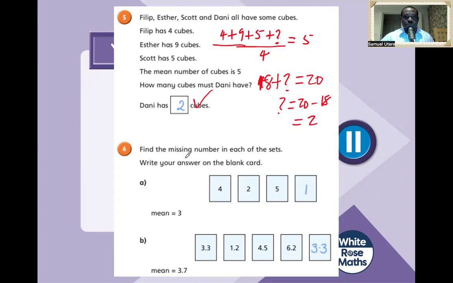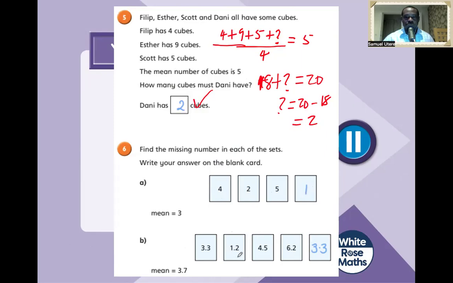This one, we're told find the missing numbers in each of the sets. Write your answer on the blank card. So the answer should be 1. Why? If the mean is 3 and we have 4 cards, it means to be able to have 3 in each of these cards, the actual total should be 12, because 4 times 3 is 12. So we have 4 add 2, which is 6, add 5 is 11. So 1 has to be the number missing to make it 12.